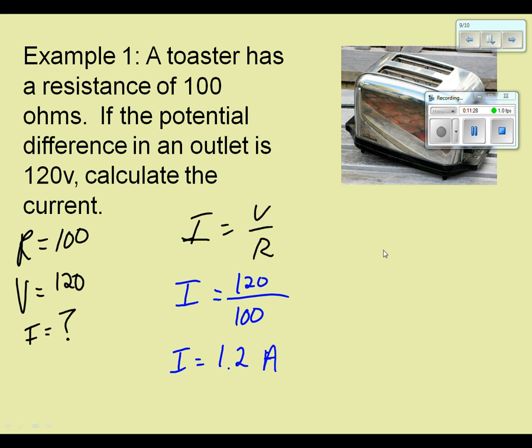It's just dividing. It's a calculator. It's 120 divided by 100 on your calculator. I don't expect you to be able to do that in your head. I do expect you to be able to write this stuff down, write the formula, and line it up.